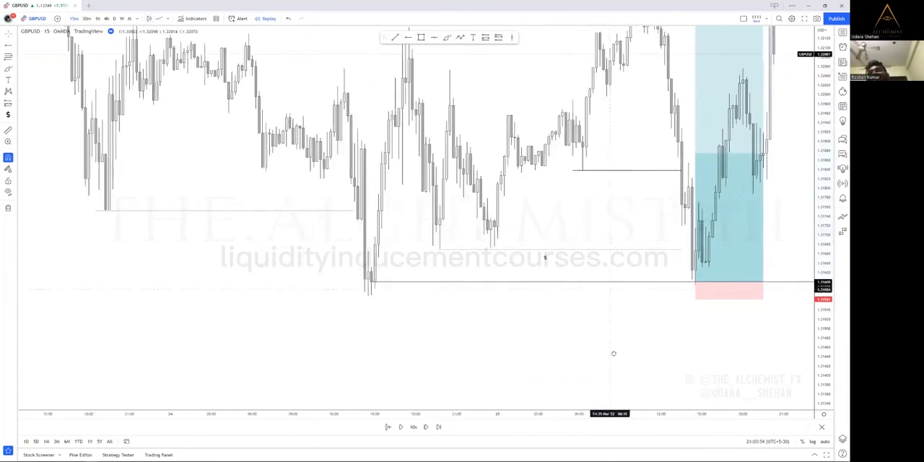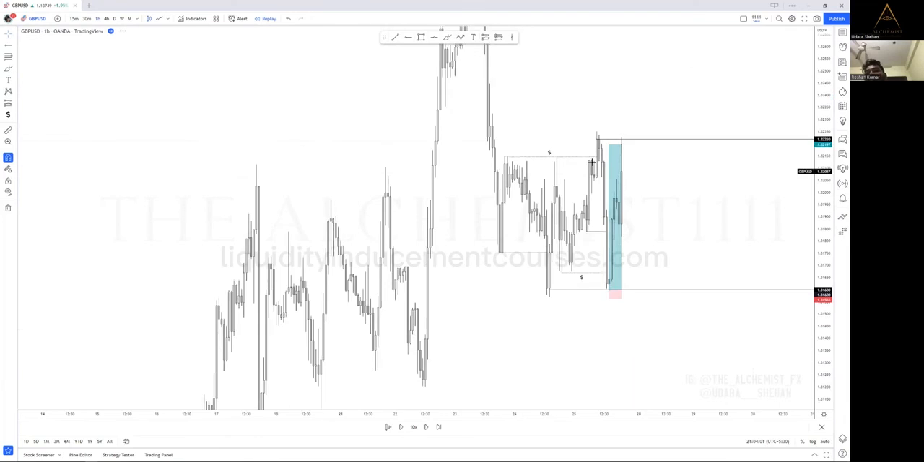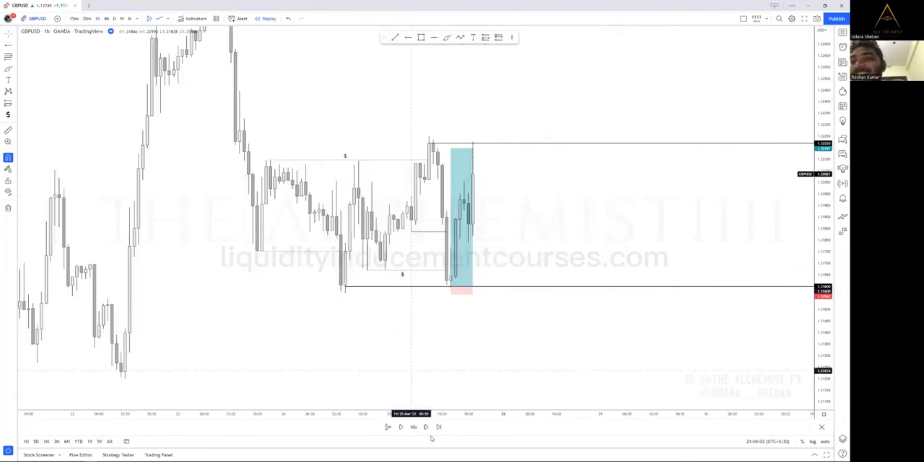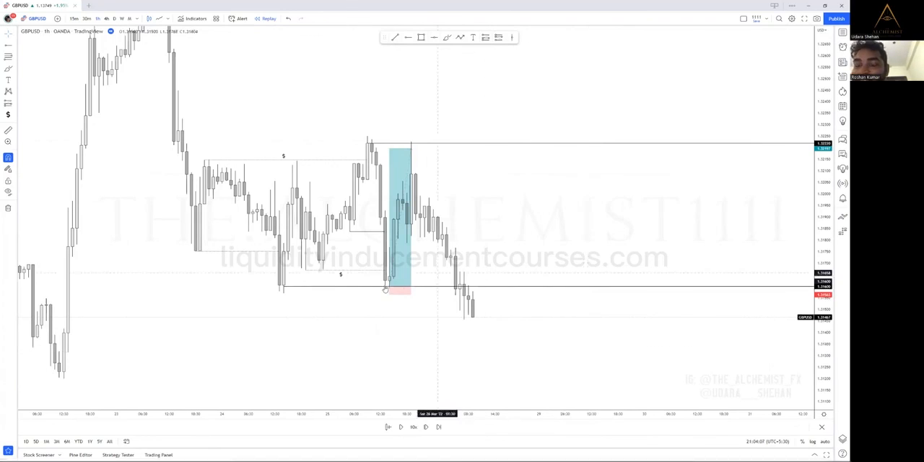What happens? There it goes. See that? There it goes. And then look at the reaction from the top one too. It did play out from the top one, even though there was no liquidity below it. Look at the reaction. Can you see the precision? Still on the higher time frames. So you don't have to go to the lower time frames.